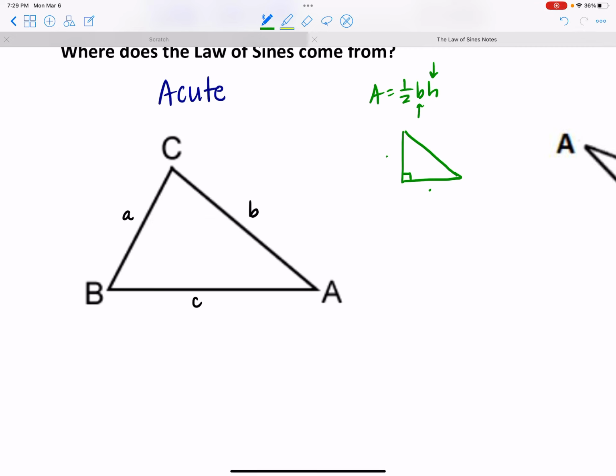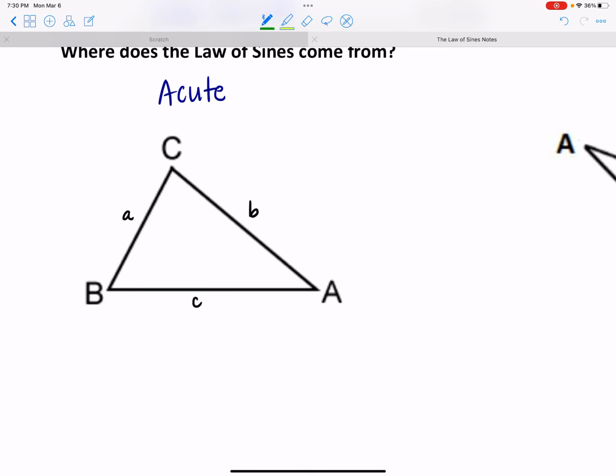And actually, your base and height can change depending on what you want to call your base. But the same property has to be true in that the base and height have to be perpendicular. So let's say I wanted to find the height of this triangle.